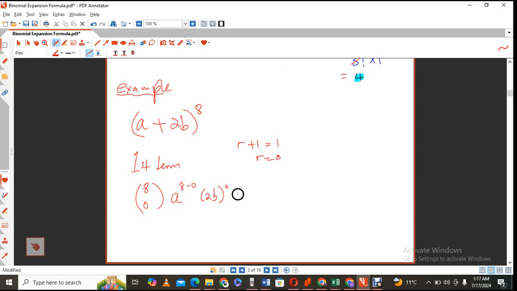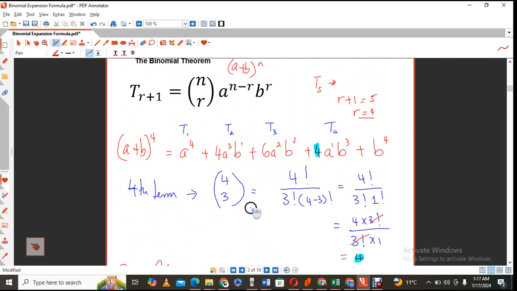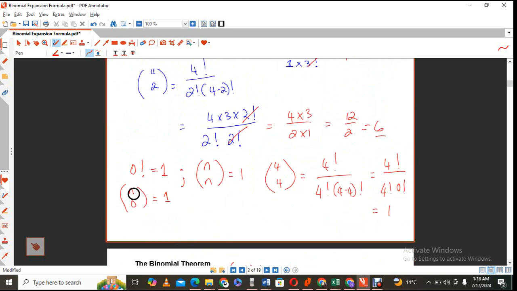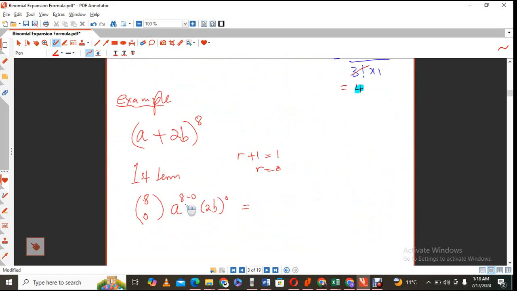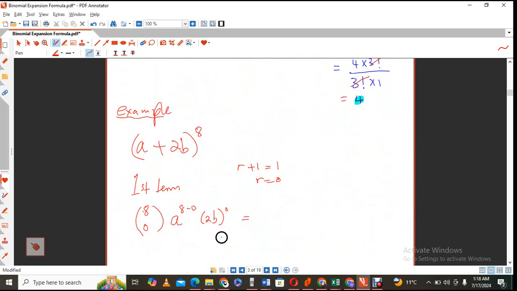This one corresponds with that one. Now, this first term, 8 choose 0, is nothing but, remember, I said there are certain things that you need to know when we are dealing with this type of thing. N choose 0, any number choose 0, is equal to 1. And so this is nothing but 1 times A raised to the power of 8, and this is also 1. So our first term is just A raised to the power of 8.